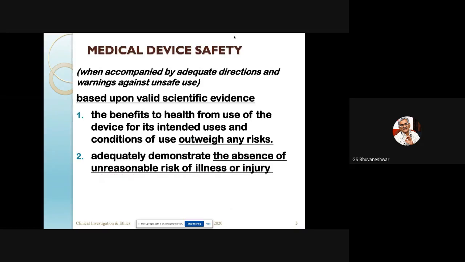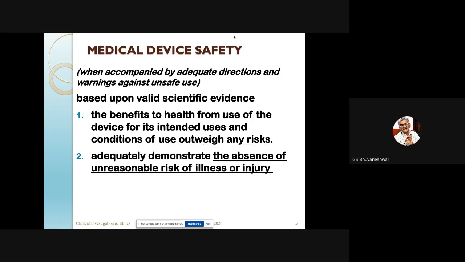Now the other terminology is safety. We talk about device safety. Of course, device safety depends on how the user or the customer uses it, and is accompanied by adequate directions and warnings against unsafe use. So assuming that the user uses the device as per the manufacturer's directions and based on valid scientific evidence, device safety is to ensure that the benefits to health from the use of the device for its intended uses and conditions of use outweigh any risks.